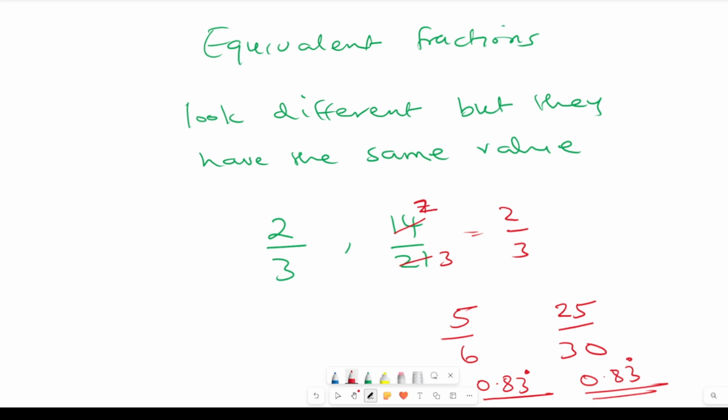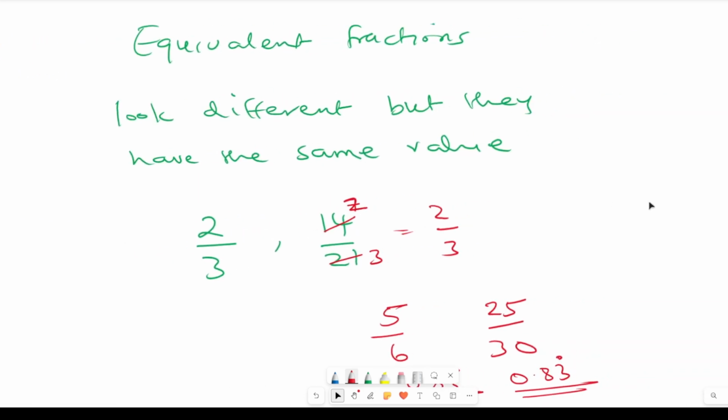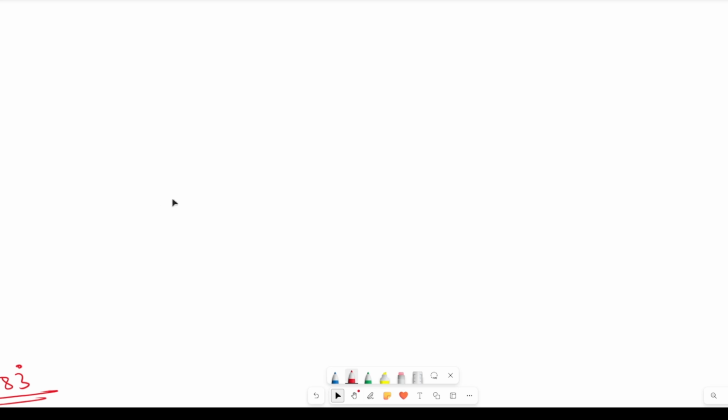Now, what is the purpose of equivalent fractions? Equivalent fractions will make us work out addition and subtraction of fractions very quickly. So, what do I mean by that? Let's look at something. If I give you 2 over 3 plus 7 over 9 to add.